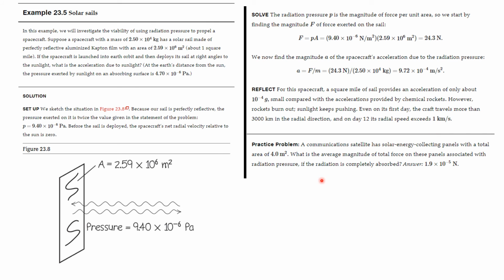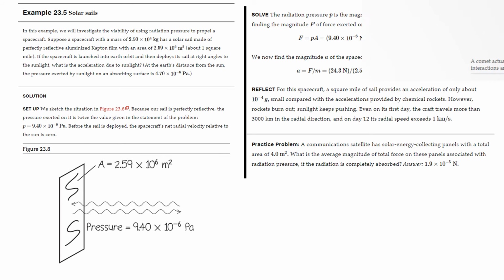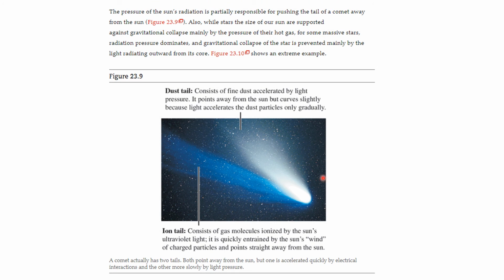Very fast. Here's a practice problem if you wanted to try more of these kinds of calculations. The pressure of the sun's radiation is partially responsible for pushing the tail of a comet away from the sun. Here's a comet coming in, and this solar pressure pushes the tail of the comet from where it would sit here to over here. So there is some empirical and experimental verification that that is indeed a phenomenon that we do observe.